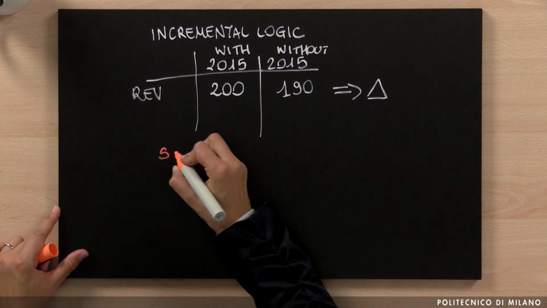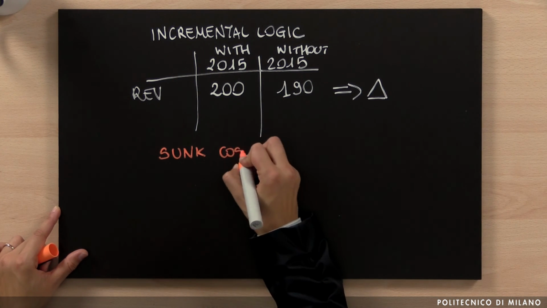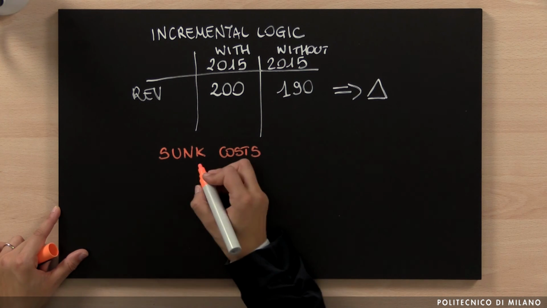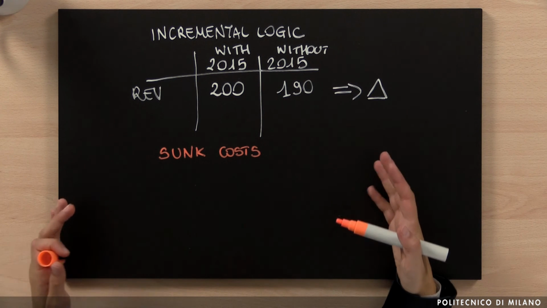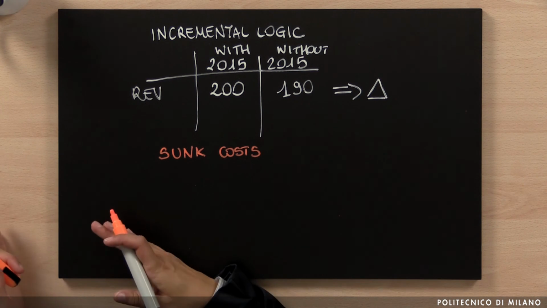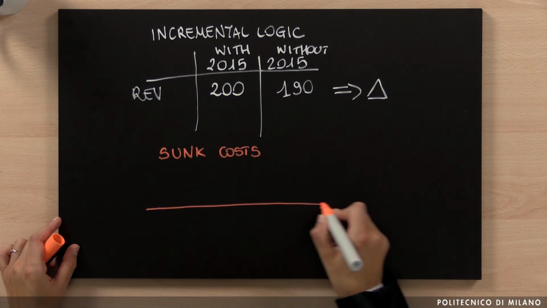Finally, not only do we need to use an incremental logic, but also in the moment in which we are evaluating the investment, we need to avoid what is defined as sunk costs. These sunk costs represent the expenses that the company has already paid for, and so even though they are related to the investment, they cannot be recovered anymore, so they do not enter in our analysis.